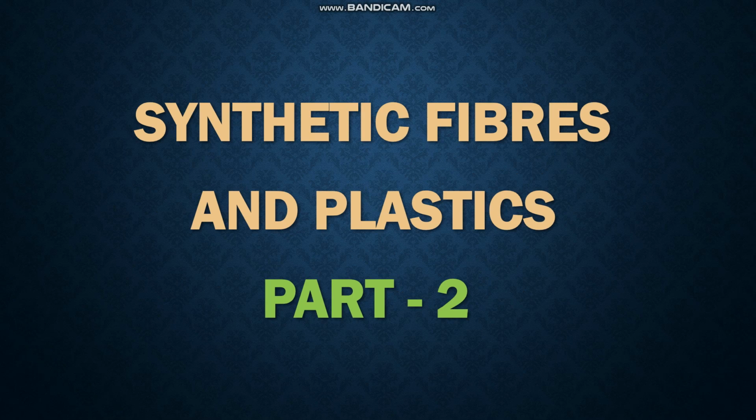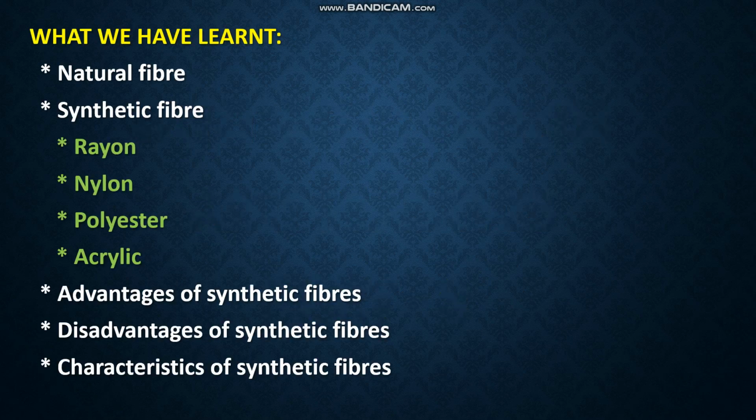Ready to answer that. So in the previous class, we have studied natural fiber. What are natural fibers? Their examples. And what is a synthetic fiber? Types of synthetic fiber: rayon, nylon, polyester and acrylic. All these four types, how it is prepared and what are their uses also we studied. Then we learn what are the advantages of synthetic fiber, disadvantages and their characteristics.